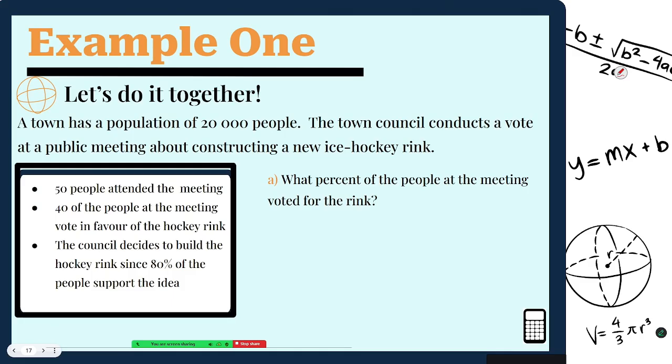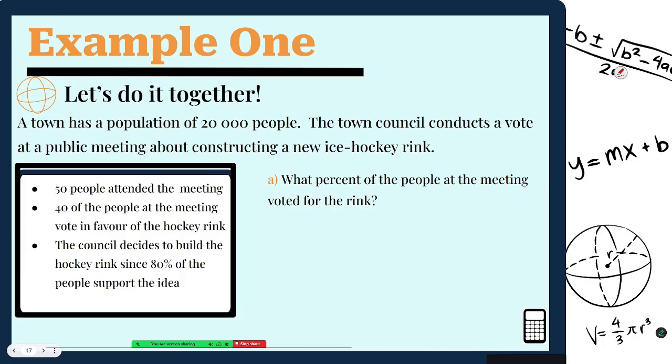Let's practice a question together where we want to see if it's a strong design or not. The question I have on the board says a town has a population of 20,000 people. The town council conducts a vote at a public meeting about constructing a new ice hockey rink. The question says, what % of the people at the meeting voted for the rink? So here's how we start to look at the math, the numbers, the percentages of the information given to us.